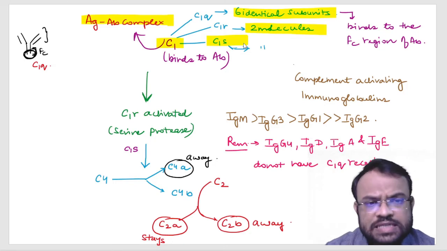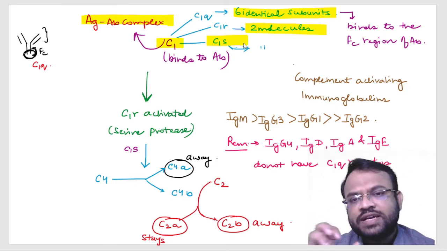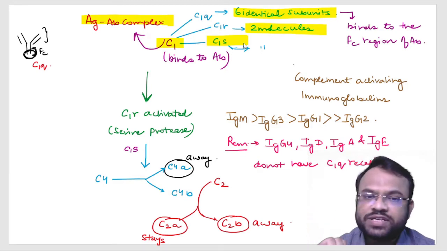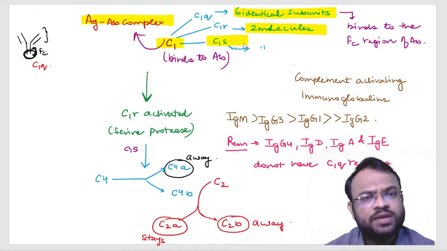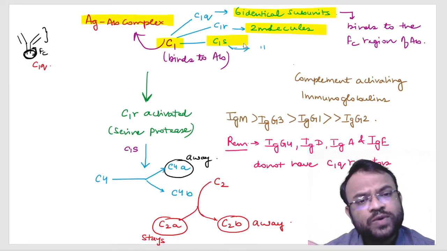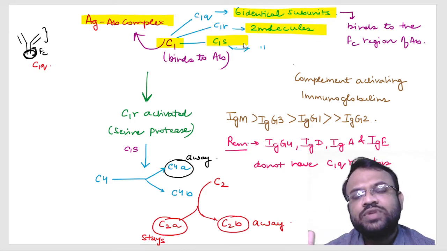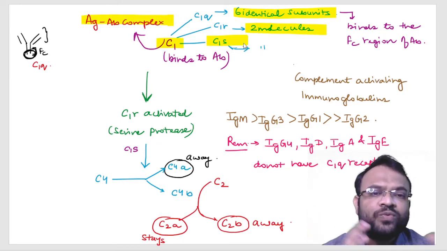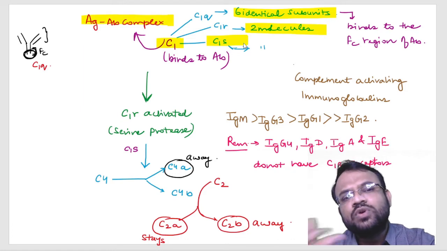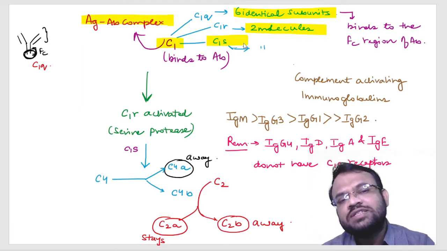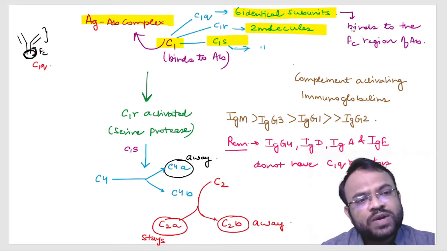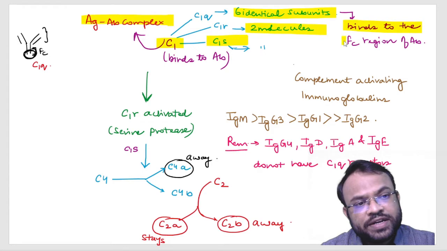Now this C1, as I've already said, is binding to the antibody portion of the antigen-antibody complex. By which of these, C1Q, C1R or C1S, does the C1 protein bind to the antibody? The question arises, which one amongst these aids the C1 protein to bind with the antibody? The answer is C1Q actually aids in binding.